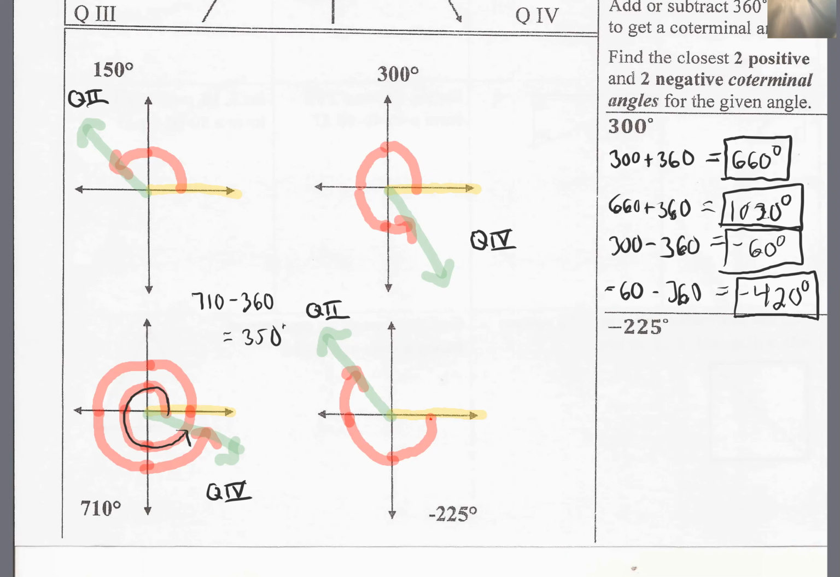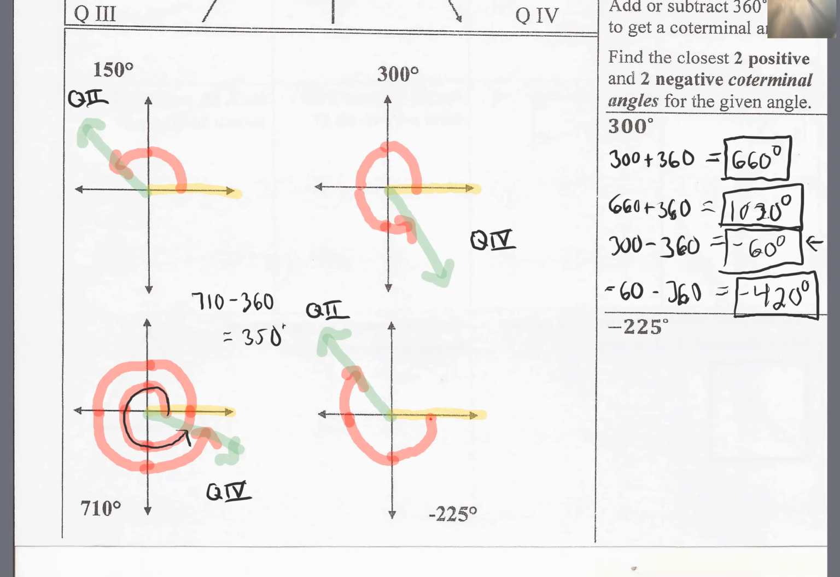Mr. Morrison, where'd you get the -60? -60 came from this previous answer, so -60 degrees. Because -60 is coterminal, if you subtract 360 from that, it's still going to be coterminal.